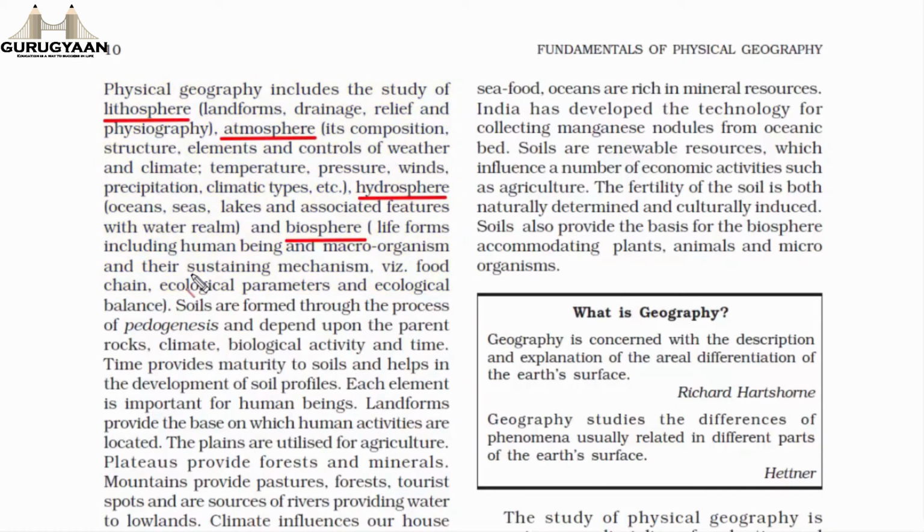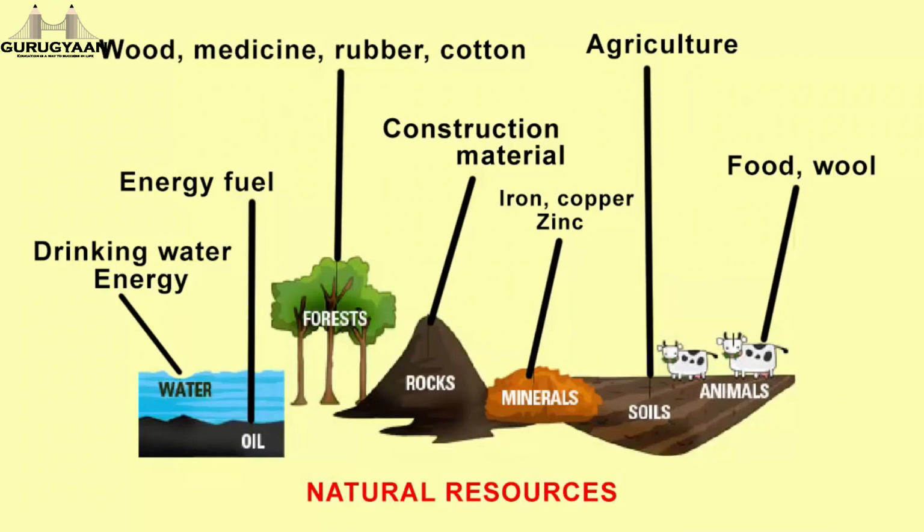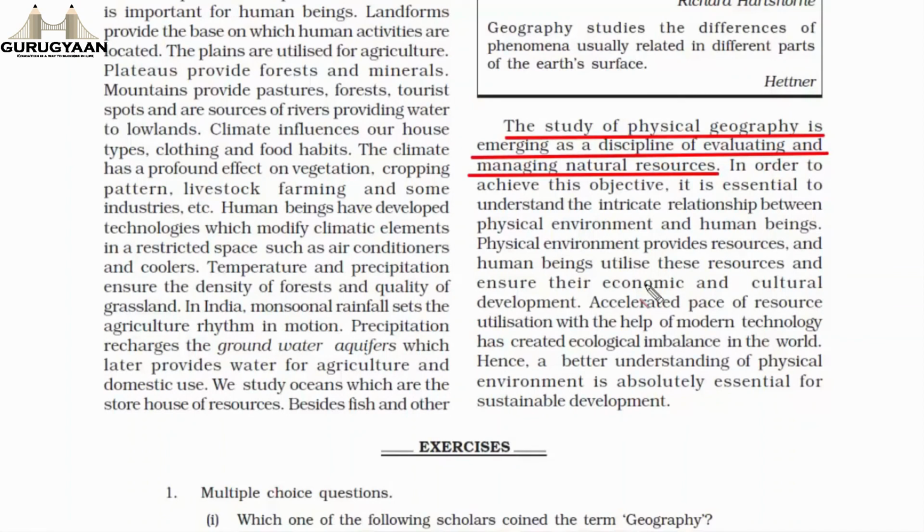You see, all these phenomena are very crucial for the survival of any organism on the earth. It is like a sustaining mechanism. And with the help of technology, human beings have learned the art of harnessing these natural resources to the best of their use. Hence, we can also say that the study of physical geography is emerging as a discipline of evaluating and managing natural resources. After all, everything that we read up till now is all natural resources. But if we look closely, there is a complementing relationship between the physical environment and human beings, and that is what geography helps us in learning. With this, we have come to an end of this chapter.